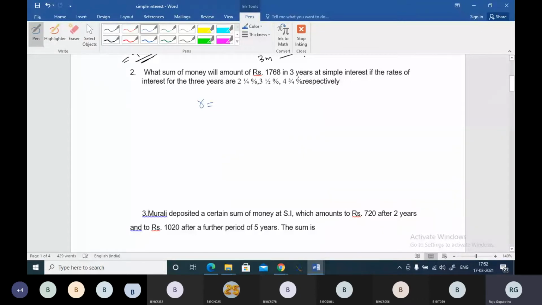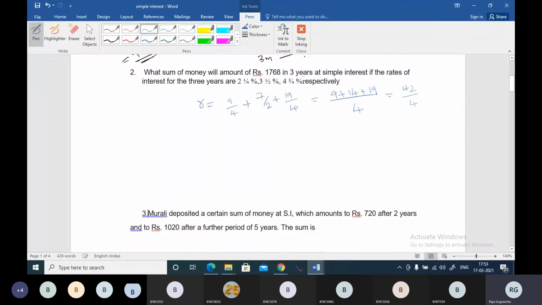Okay. The question is 3 years, right? First year rate, second year rate, and third year rate. So the first year rate is 9 by 4, plus the second year rate is 7 by 2, plus the third year rate is 19 by 4. In the denominator it is 4. We have 9 plus 14 plus 19. And this is actually percentage, this is in total percentage, right? And it will be 9 plus 14 is 23, 23 plus 19 is 42 by 4.